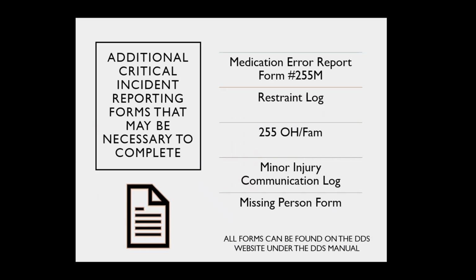Additional critical incident reporting forms that may be necessary to complete. Depending on what the incident is, there may be forms in addition to the 255 that would be required. These forms include a medication error report form, known as a 255M, a restraint log, a 255OH/FAM, minor injury communication log, and a missing person form. All of these can be found on the DDS website under the DDS manual. However, if you are unsure what other forms are needed, your supervisor should be able to assist you with what forms to complete and where to access them.